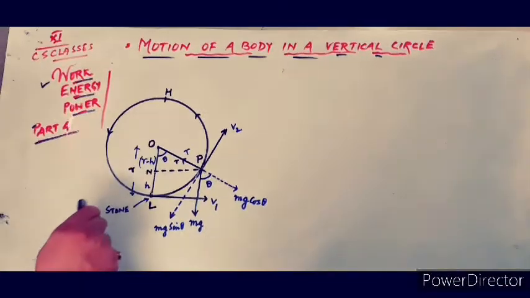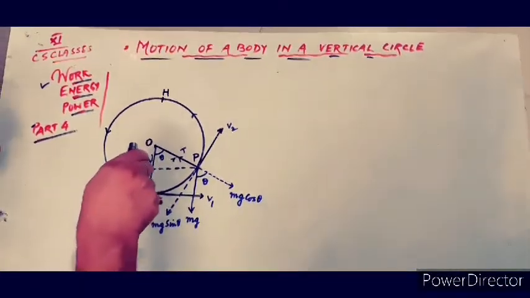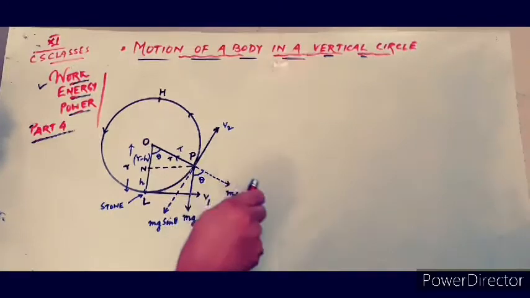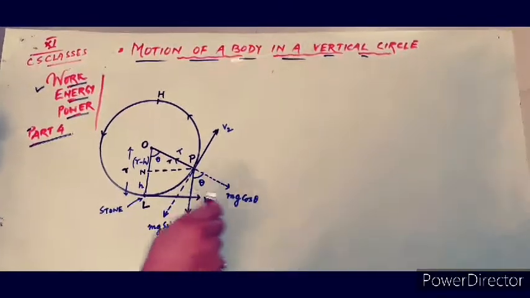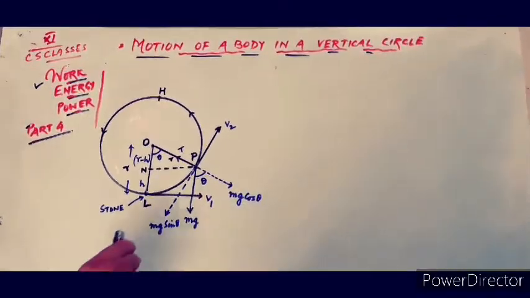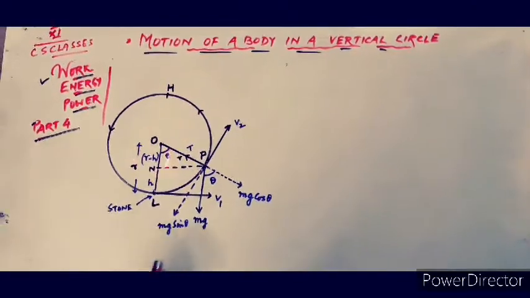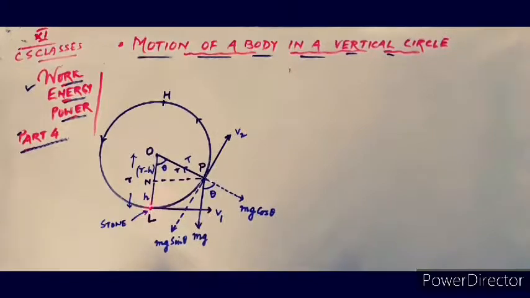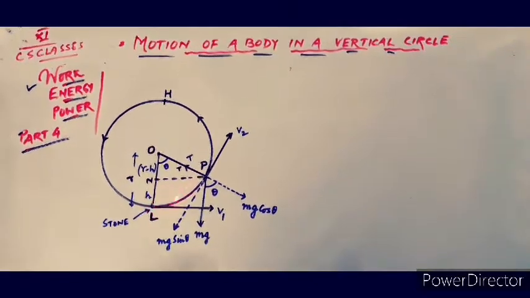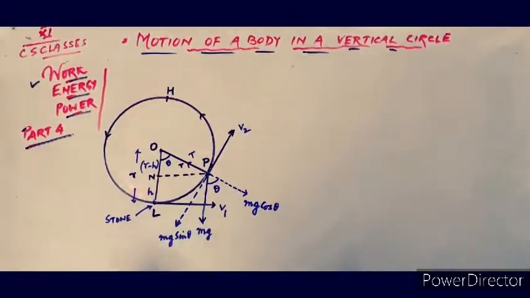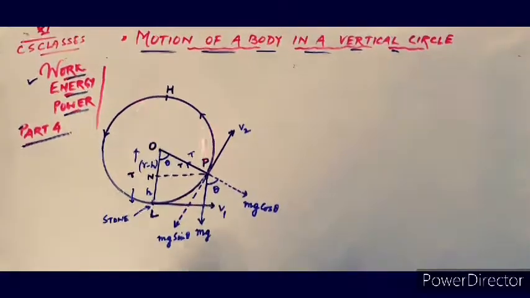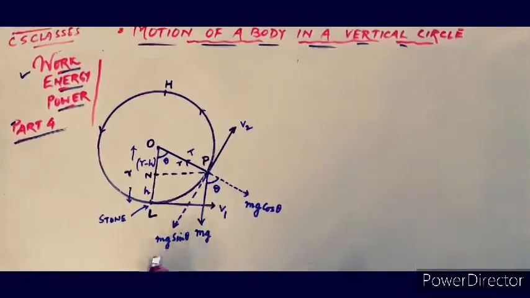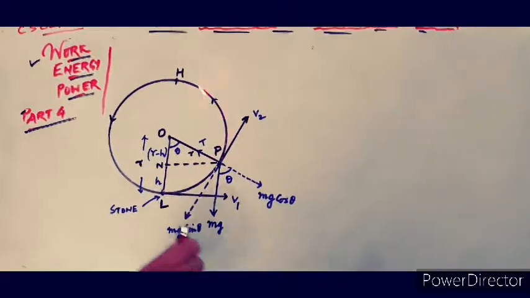Work, Energy and Power, part 4, in which the very important topic is the motion of a body in a vertical circle. See the diagram here; it is the basic concept. In a vertical circle, one particle is moving in a circle that is vertical, not horizontal.